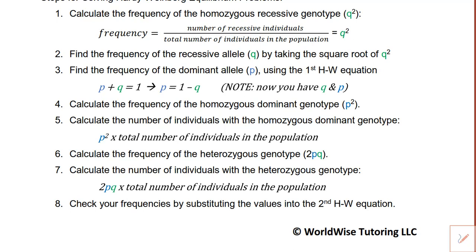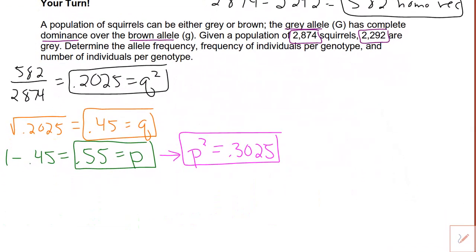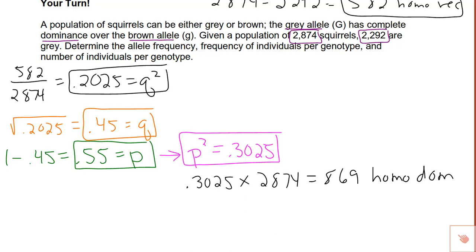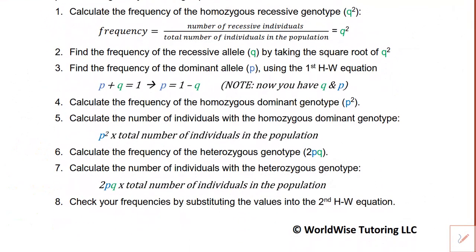Step 5, to calculate the number of individuals with the homozygous dominant genotype, I take that P squared value and I multiply it by the total number of individuals in the population. So we'll take this 0.3025 and multiply that by all of the squirrels, and I will see that I have 869 that are going to be homozygous dominant. We have just completed step 5.